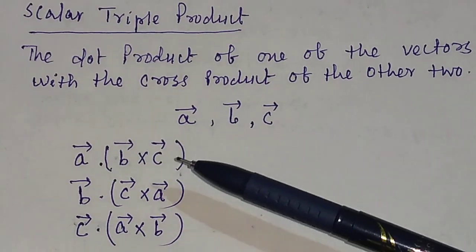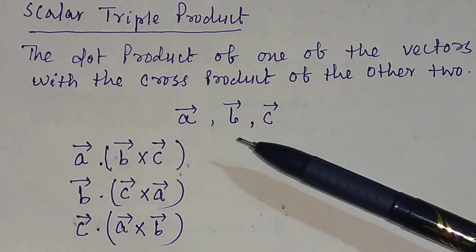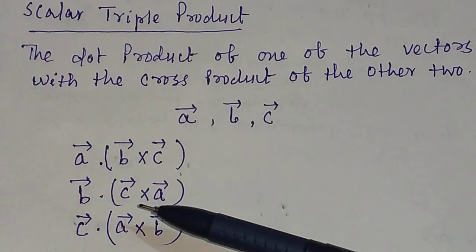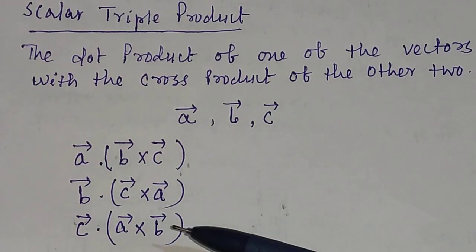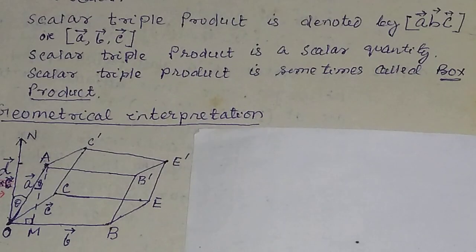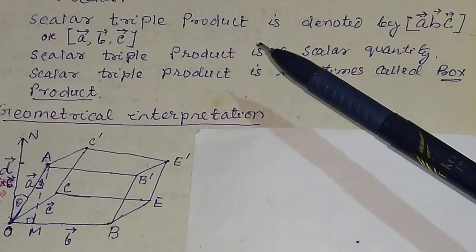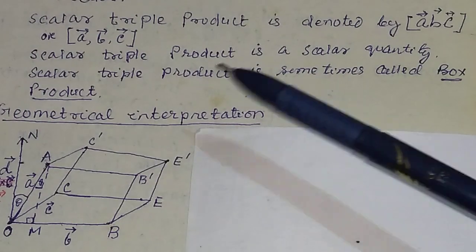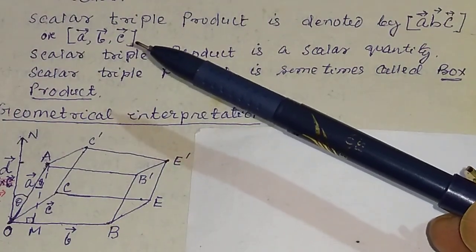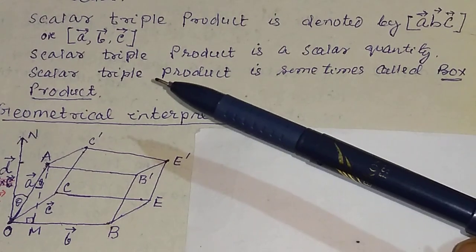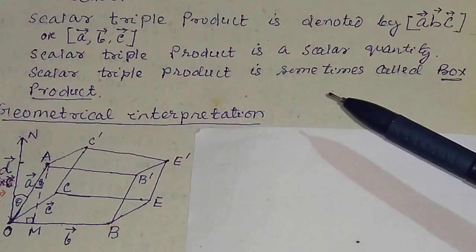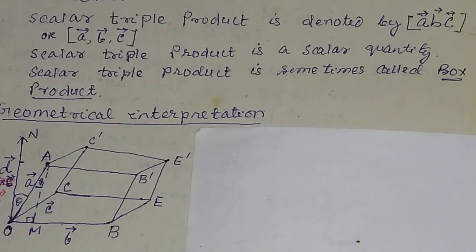So the scalar triple product of three vectors A, B and C can be defined as either A dot B cross C, or B dot C cross A, or C dot A cross B. How can you denote a scalar triple product? It can be denoted by this parenthesis A, B, C with this parenthesis, or A, B, C with this parenthesis. Remember, scalar triple product is a scalar quantity and is sometimes also called box product.